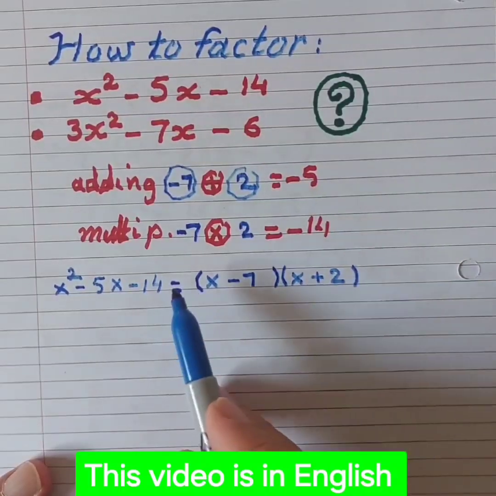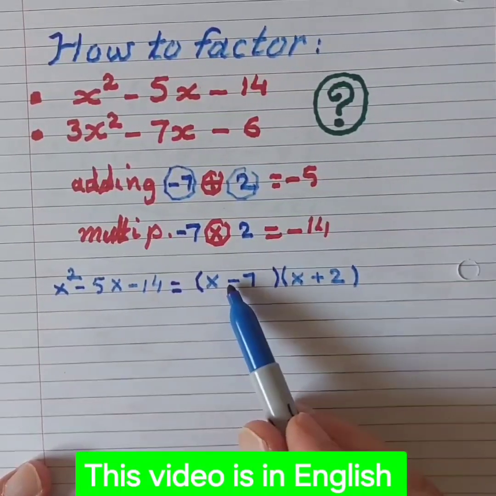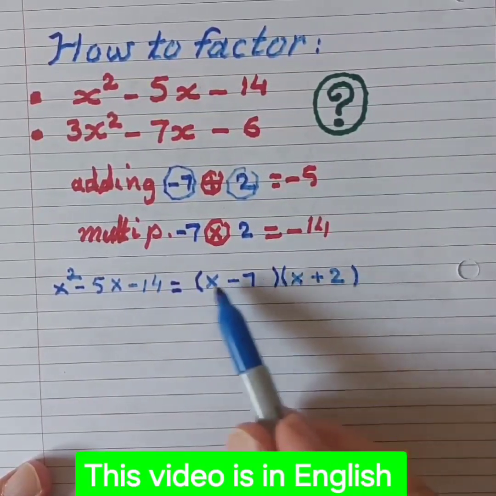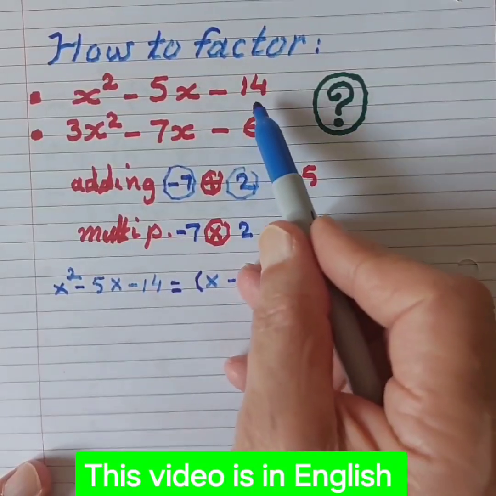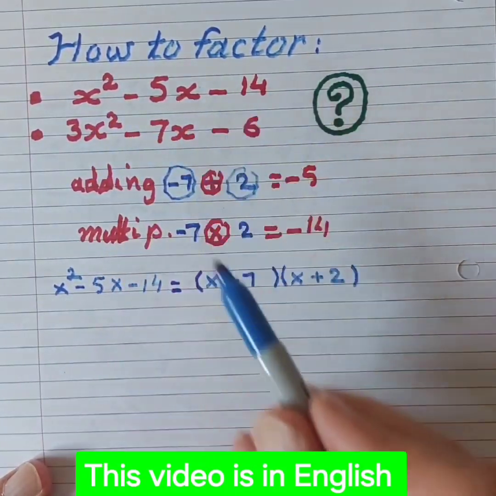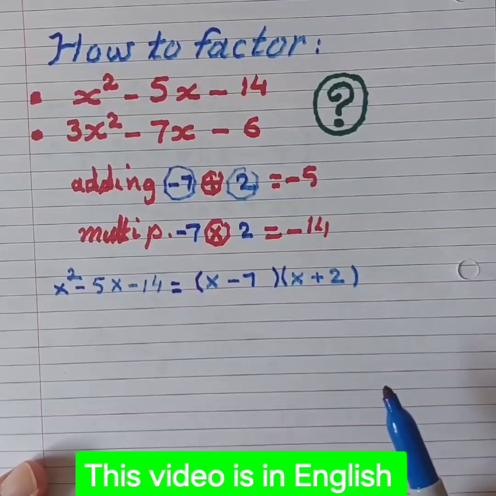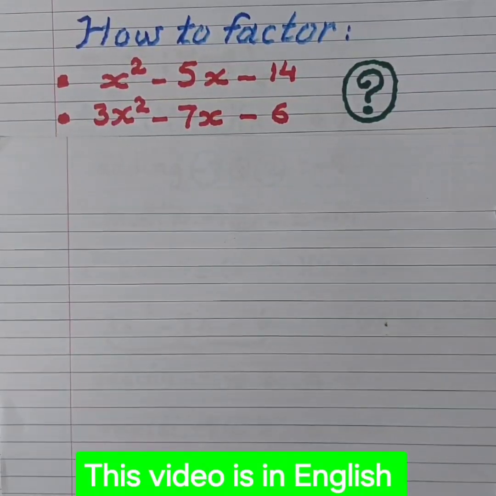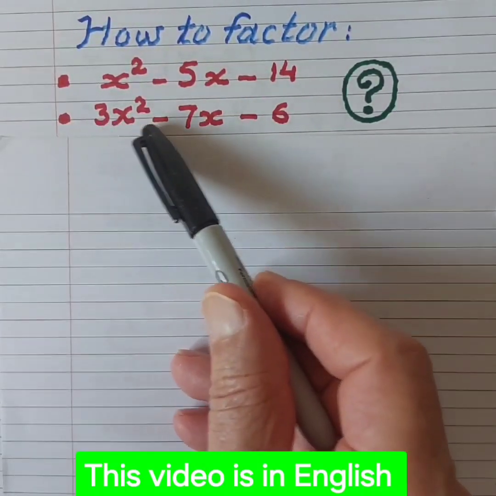Want to make sure you did it correctly? Just multiply those brackets together. You will get again the same trinomial you started with. Now let us move to another example.